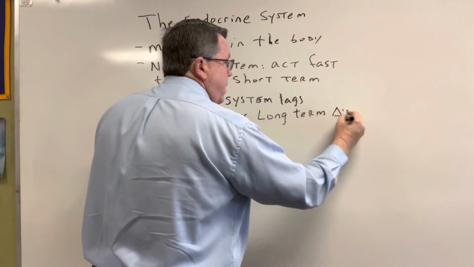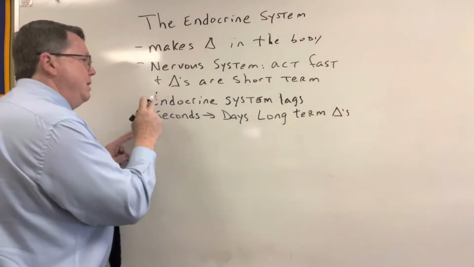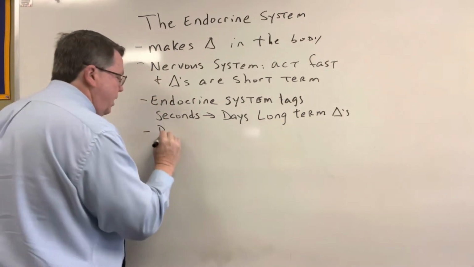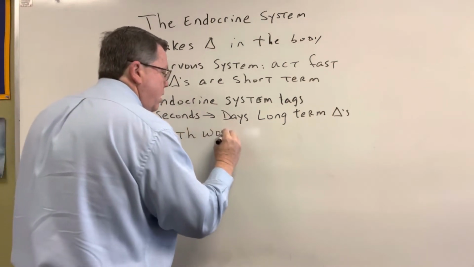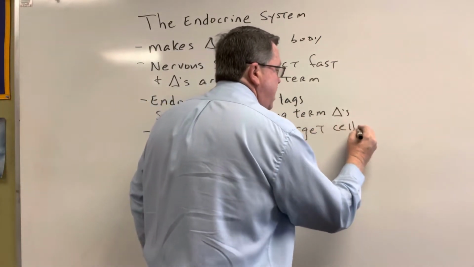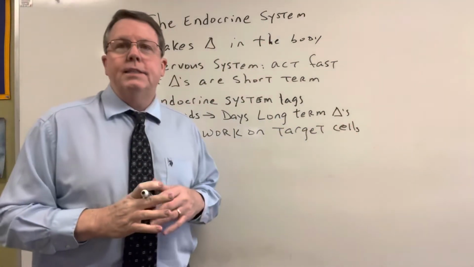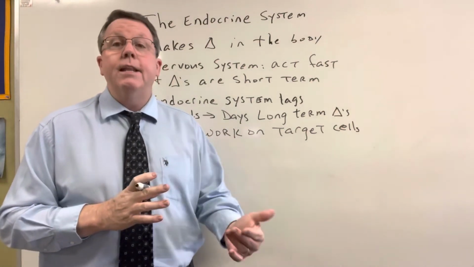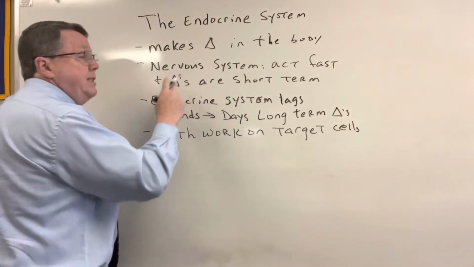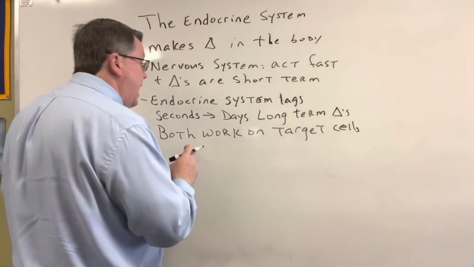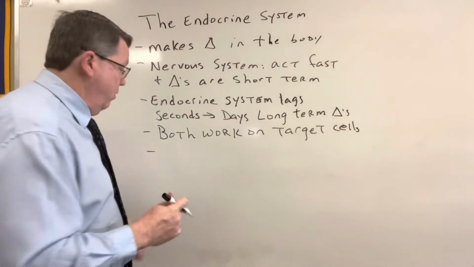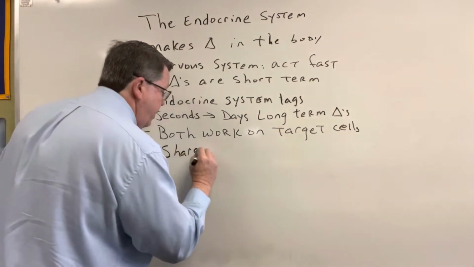All right, so now, the other thing is that the endocrine system and the nervous system both work on target cells. What I mean by that is I may release a hormone somewhere, it's going to get into the bloodstream and go somewhere and do something on a target cell, right? And the nervous system may have a synapse with that cell. Now, that's one of the things they have in common. The other thing is sometimes these will actually share chemicals.